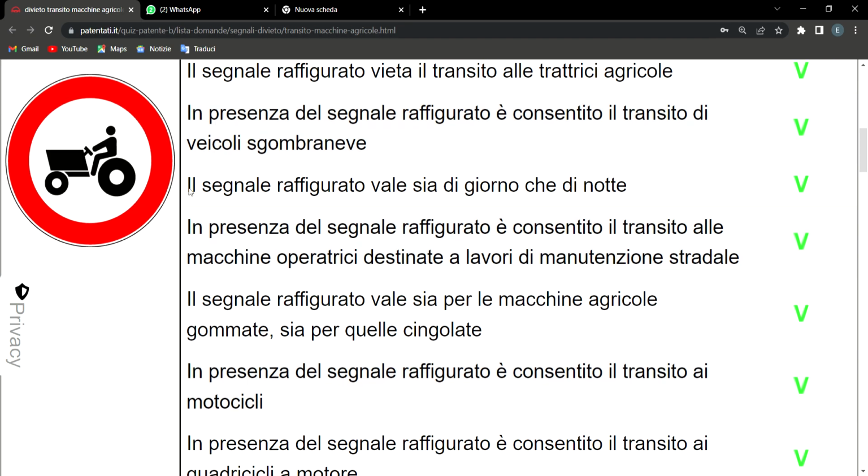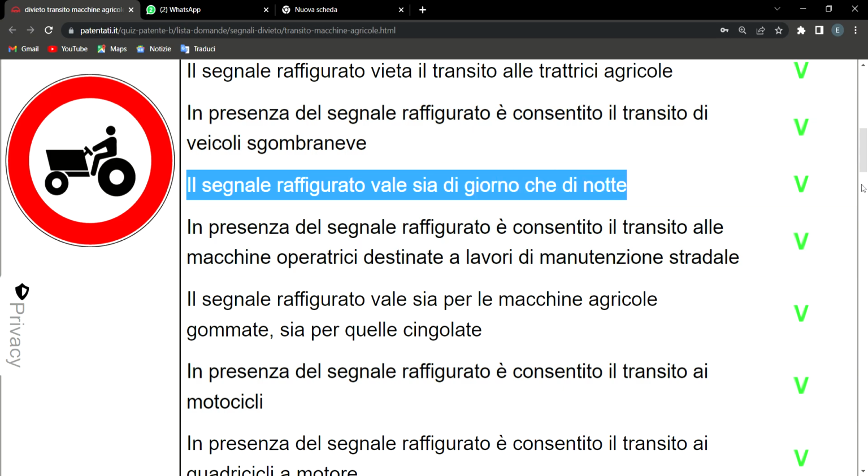So number three, it says il segnale raffigurato vale sia di giorno che di notte. And the answer to this one is vero. Let me explain to you why that one is also vero. First and foremost, this very sign that is referred to here, the word vale means it is valid both day and night.